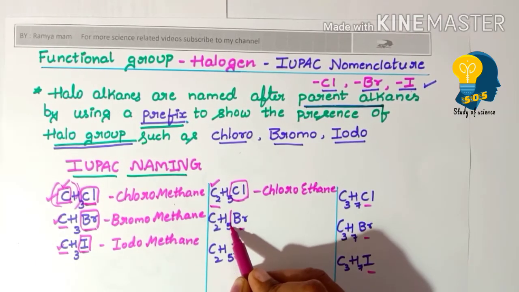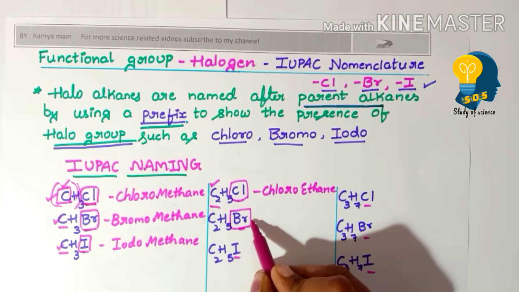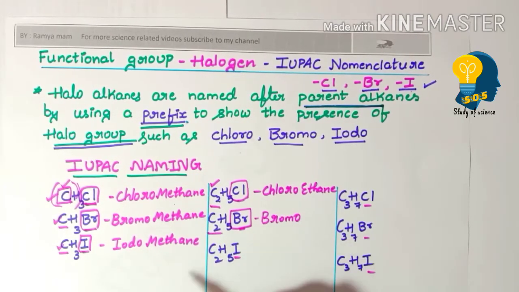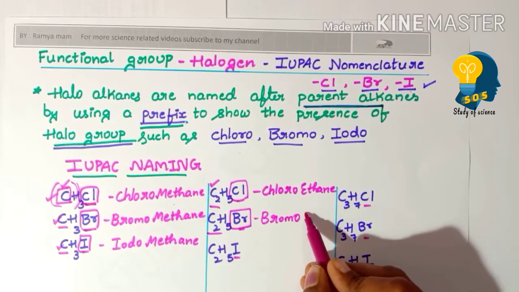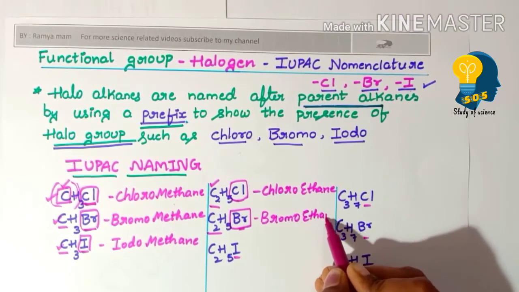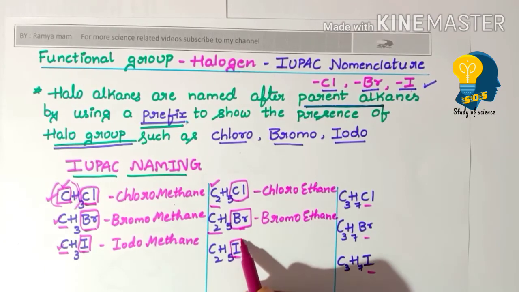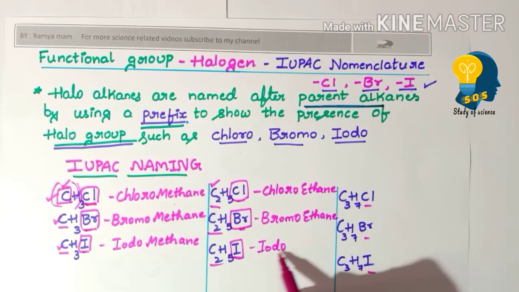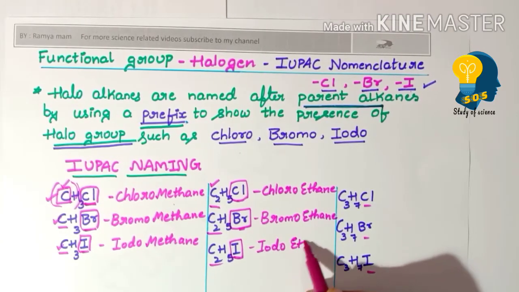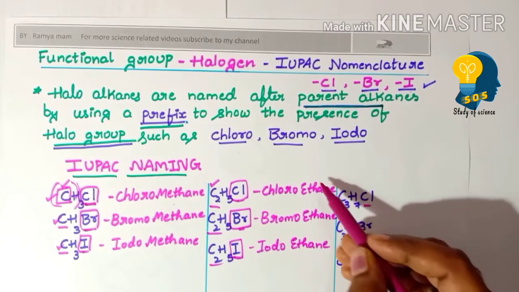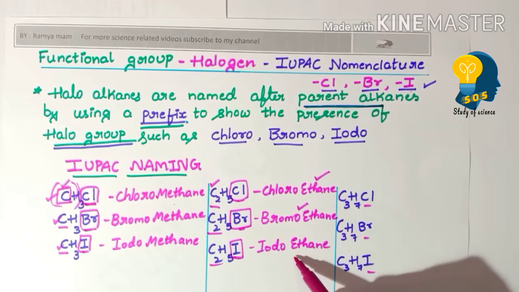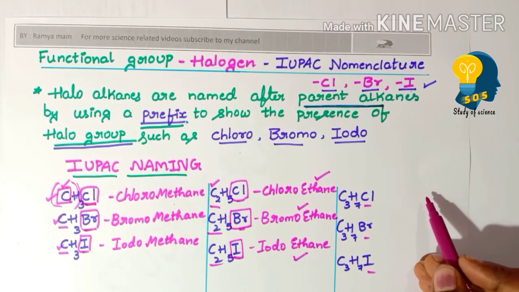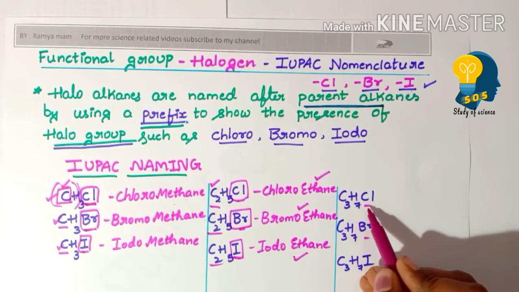Moving to the next, what is the functional group? Br, that means it is bromo. How many carbon atoms are present? There are two carbon atoms, again it is ethane. Moving to the next, I means it is iodo. How many carbon atoms are there? Two carbon atoms and again it is ethane. Chloroethane, bromoethane, iodoethane.